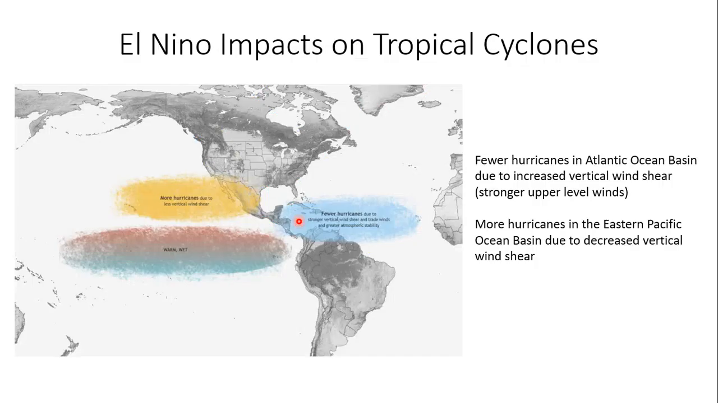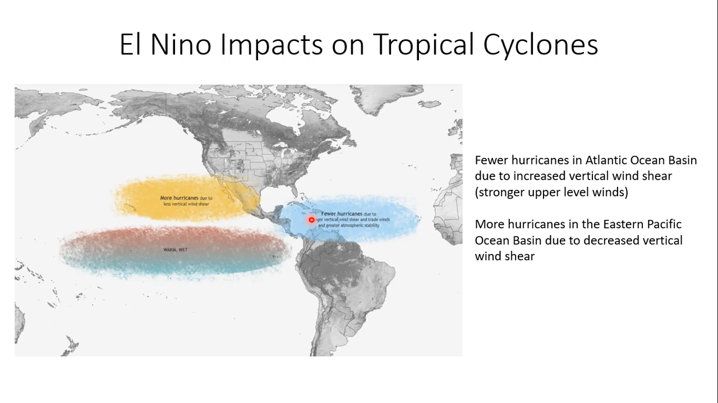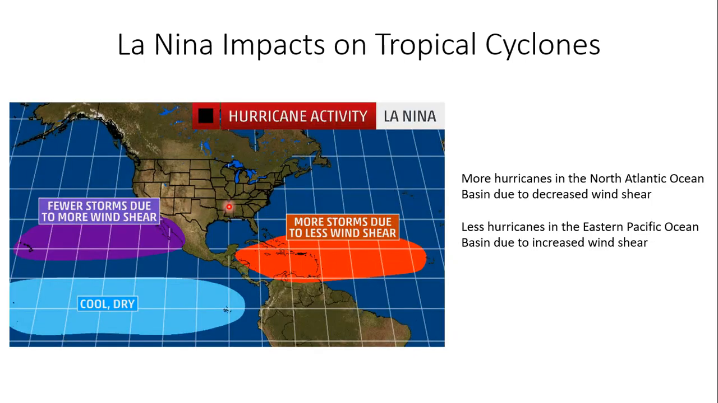And then finally, in today's training, I closed out with the El Nino impacts and La Nina impacts on tropical cyclones. Generally, during El Nino, you have fewer hurricanes in the Atlantic Ocean basin, more hurricanes in the eastern Pacific Ocean basin. La Nina is the opposite, where we have more storms due to less wind shear in the Atlantic Ocean basin, and we have fewer storms in the eastern Pacific Ocean basin due to more wind shear. So that wraps up today's training on the tropics.